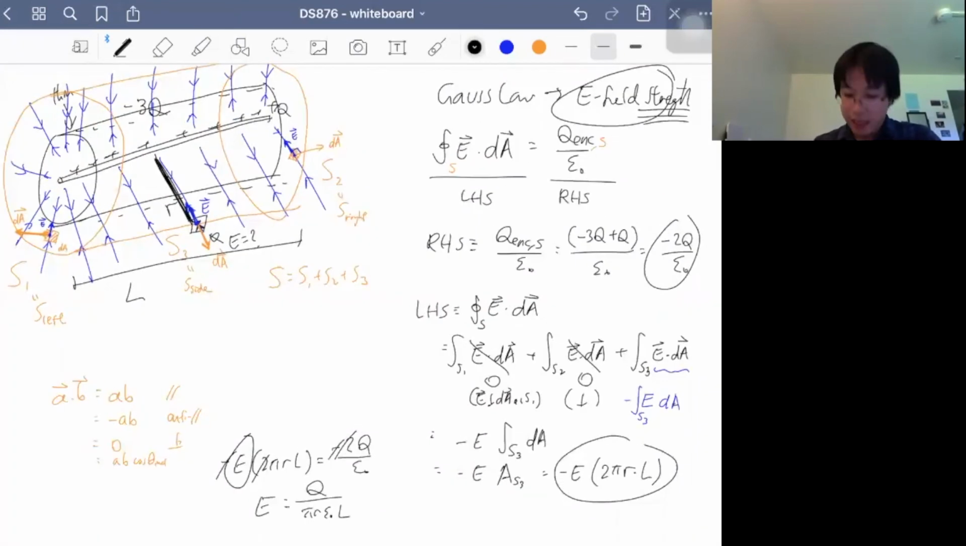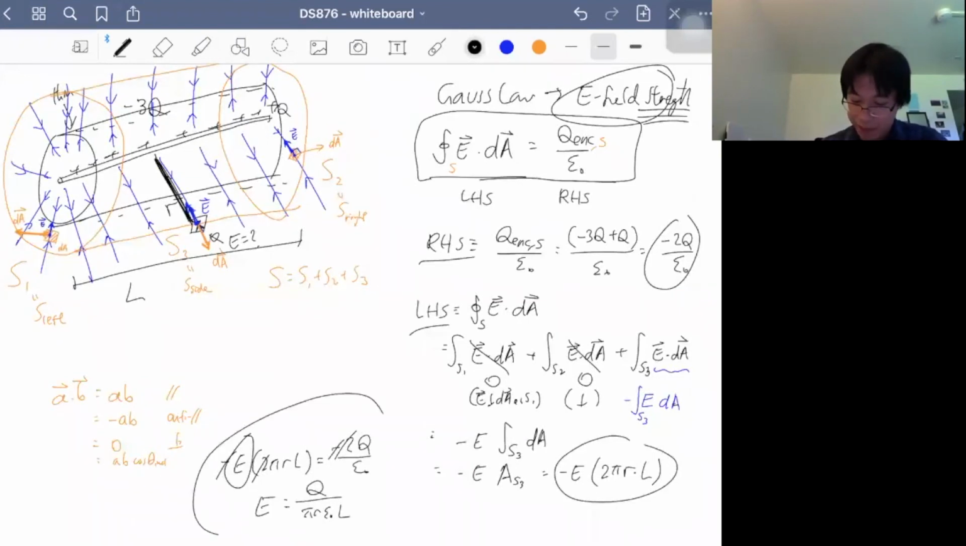All right, so that is how you use Gauss's law. Memorize this, and it's basically doing left-hand side, right-hand side, combining them. Draw your electric field lines and draw your Gaussian surface.